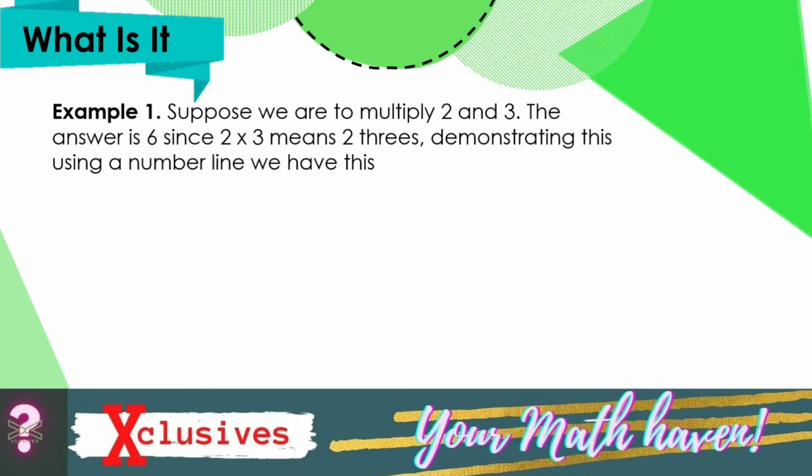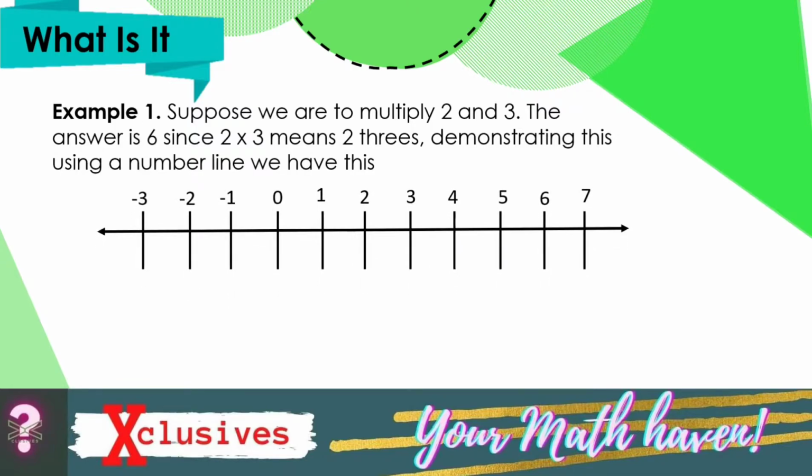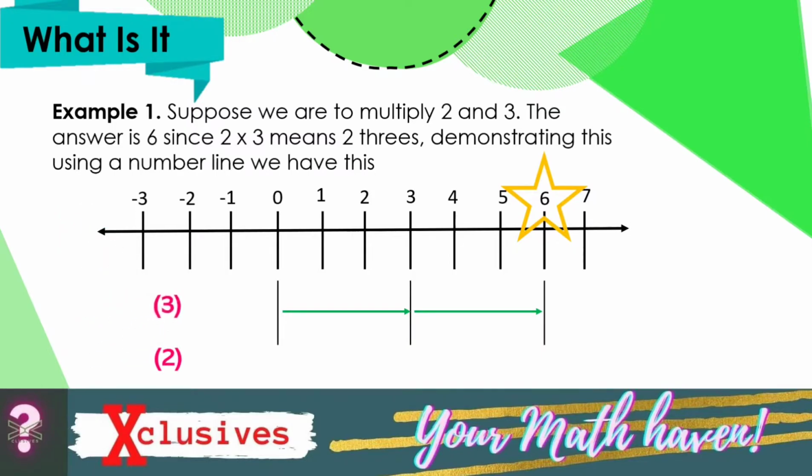Demonstrating this using a number line, we have these. Let us plot our first 3, and that is from 0 to 3. Then let us have another 3, that is from 3 to 6. So the result of 2 times 3 is 6, because it is the same as adding 3 plus 3, which is positive 6.